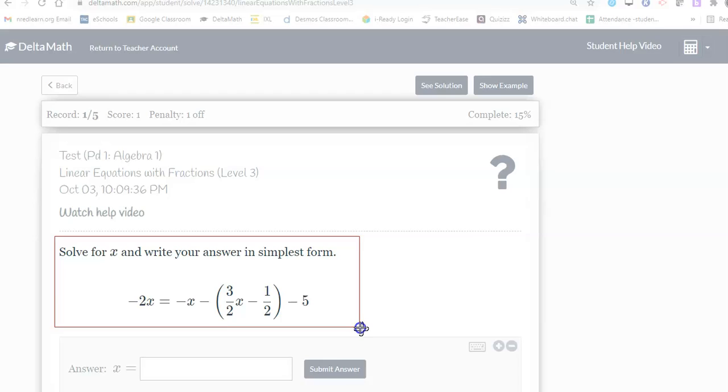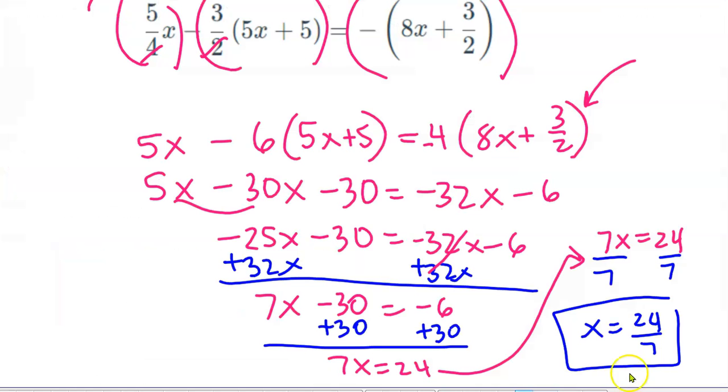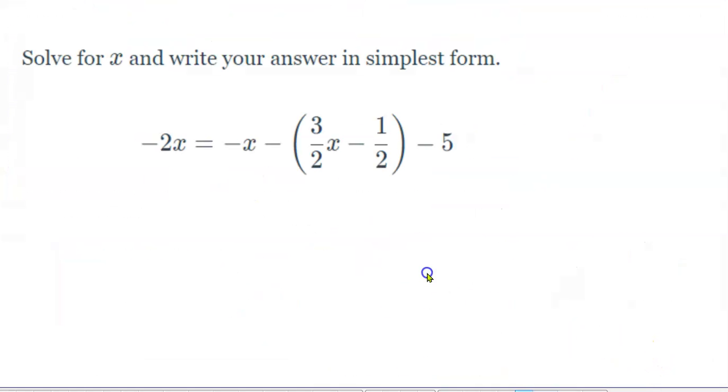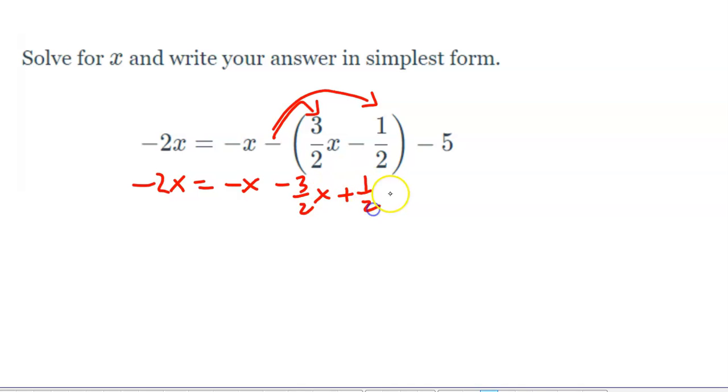Solve for x and write your answer in simplest form. So this time, I'm going to keep the fractions and simplify by distributing my negative here. So negative 3/2 x plus 1/2 minus 5. And I've got some like terms here and here.